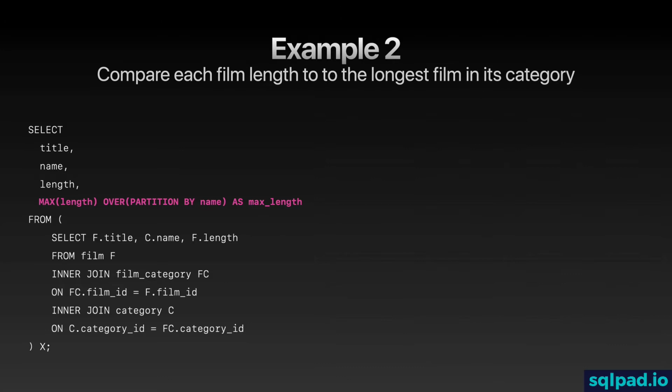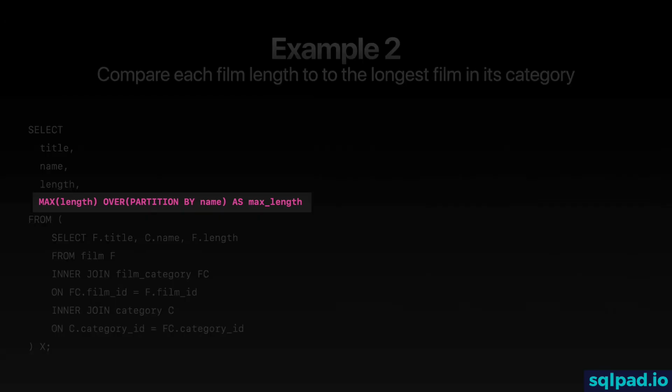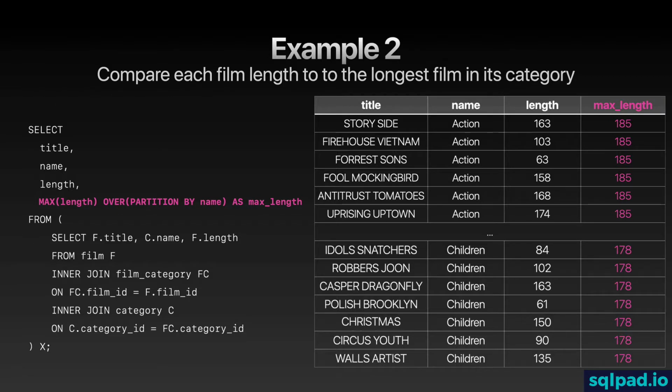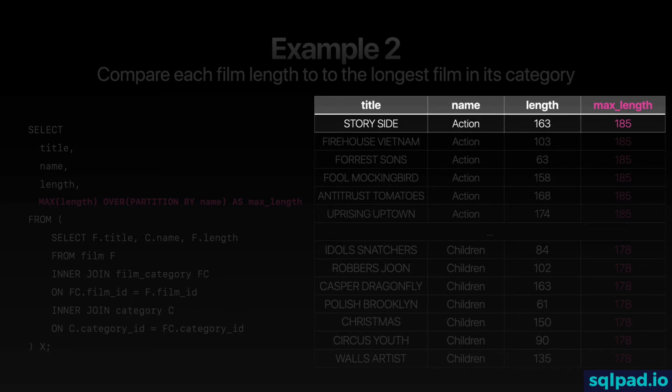In this example, I wanted to compare any movie's length to the maximum length of a movie that belongs to the same movie category. It's very similar to the previous example, but instead of using average, I'm combining max with over and partition to create a window function so I compute the maximum movie length inside of the same movie category. So for example, for the first movie, its length is 163 minutes, and the maximum length of any action movie is 185 minutes.